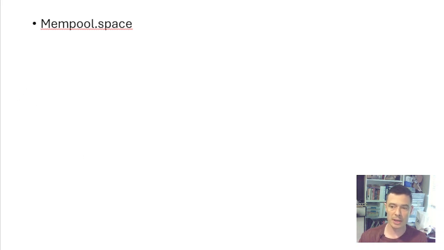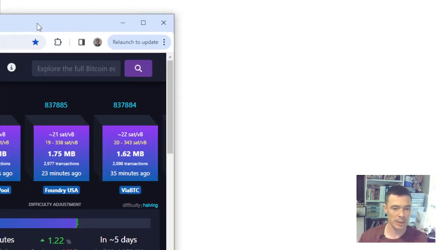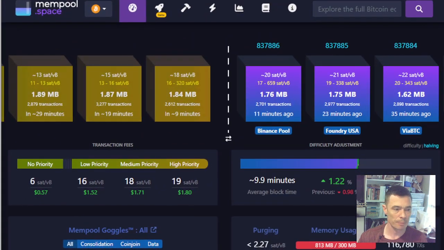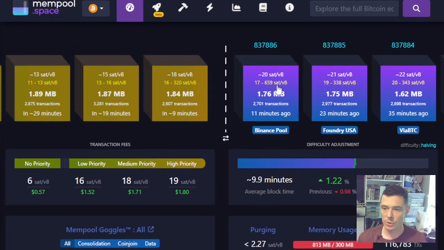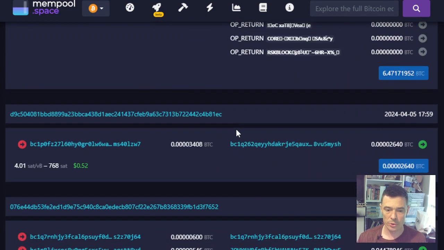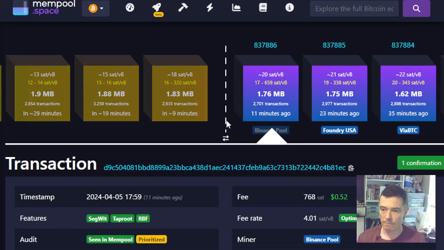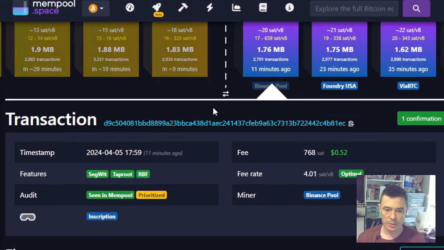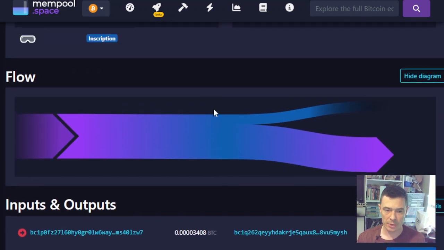So one last thing to point out. Actually, I need to bring this back in. One last thing to point out is we're going to go to the last block that was mined, and I'm going to go into the transactions. So here, where are the transaction details?